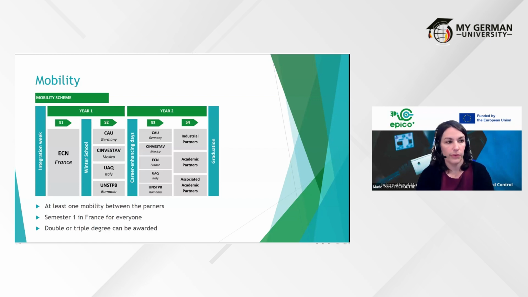The mobility, we talked briefly about it. On this program, the mobility scheme is very specific. All students come to meet me in France for the first semester. Then we have the winter school, and depending on your mobility choice, second semester can be spent in Germany, Mexico, Italy, or Romania. During the second year, you can choose one of the 5 institutions for your third semester, and then during the fourth semester, you can go industrial partner, academic partner, associated partner, basically where you want to go.